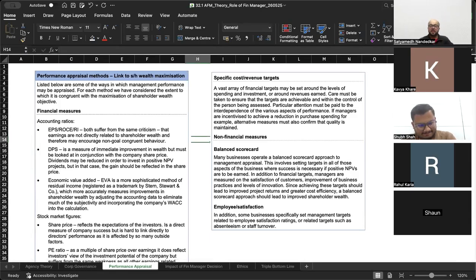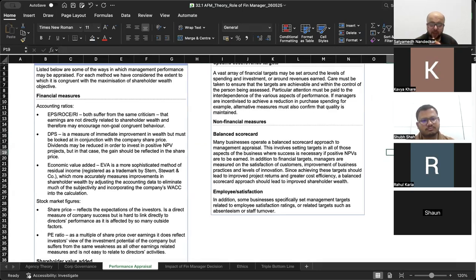Okay. Now let's understand the different methods of performance appraisal, which is linked to shareholder wealth maximization. If you want to understand certain financial performance indicators, you want to see whether the company has achieved its targets, what should you be looking at? You should be looking at earnings per share, or dividend per share, or economic value added. If you do APM, economic value added is a concept that we cover there. Or you could be looking at stock market figures like the PE ratio, the share price, and you could say that success on these parameters is one of the indicators to show that the company is on the right path.